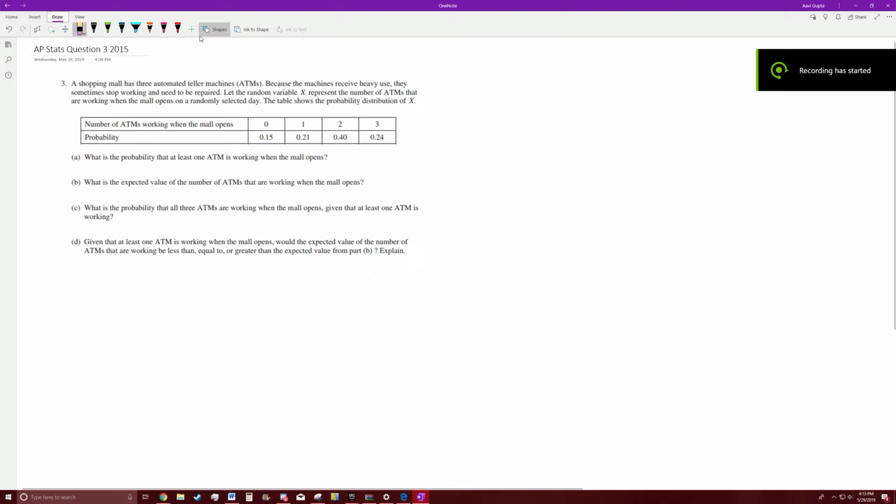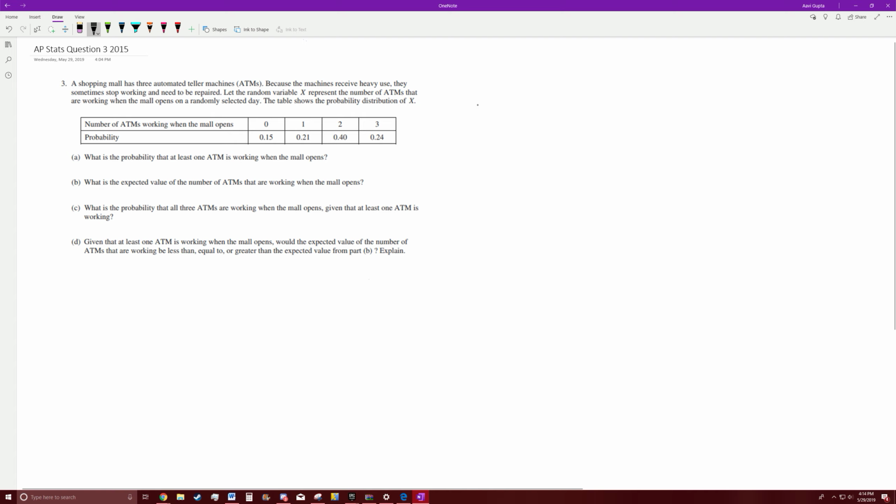Alright, so today we're going to look at AP Stats question 3 from the 2015 exam. A shopping mall has 3 ATMs because the machines receive heavy use. They sometimes stop working and need to be repaired. Let the random variable x represent the number of ATMs that are working when the mall opens on a randomly selected day. The table shows the probability distribution of x.